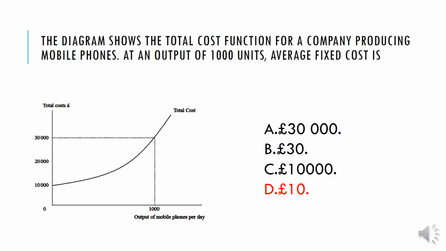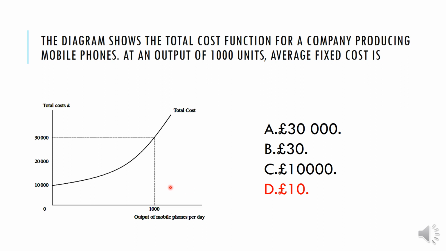So first question, the diagram shows the total cost function for a company producing mobile phones. At an output of 1000 unit, average fixed cost is, you have to find out average fixed cost at 1000 units. So here in this diagram you can check what was the total fixed cost. That was the first thing we have to identify. Fixed cost means when the output is 0, what is the cost? When the number of unit is 0, we have 10,000. That means that this 10,000 is fixed cost. That means that option C is fixed cost, not average fixed cost. So option C is wrong.